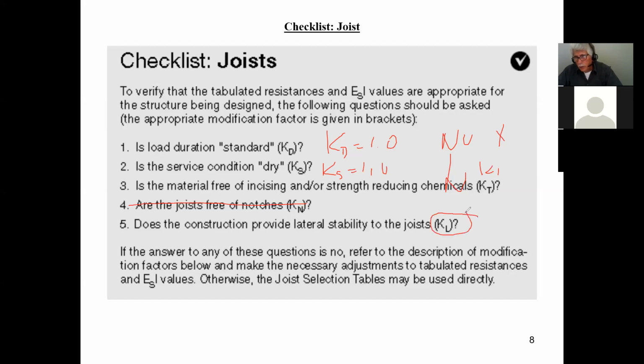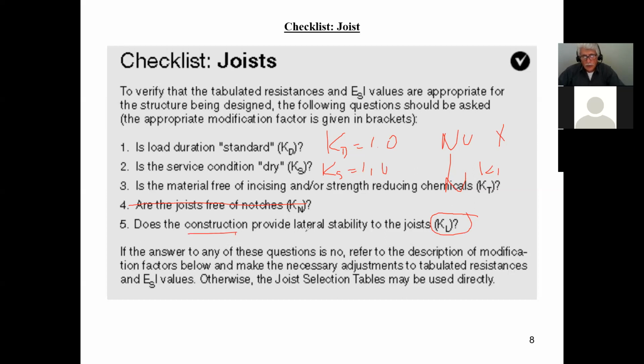And of course, if you're building a floor and you're going to be putting sheeting on top of it, and you're going to be nailing the sheeting properly, and you're going to have a case two system developing from that whole construction assembly, then the answer is yes. So this is a very important one to say yes to.